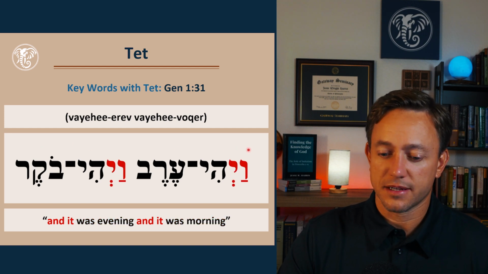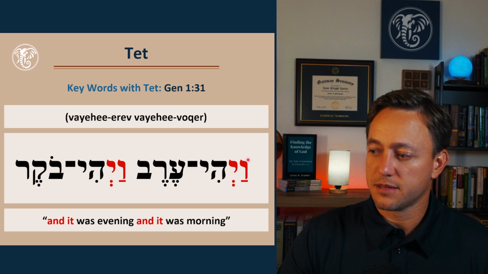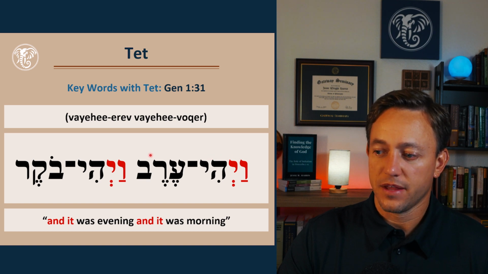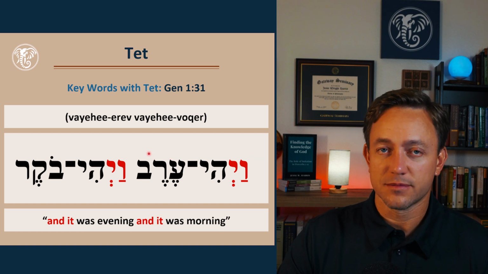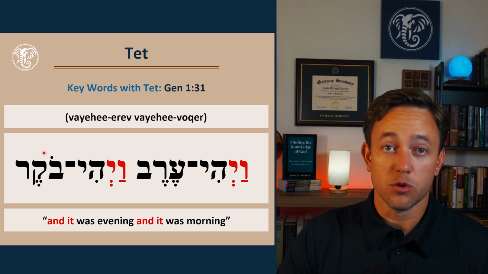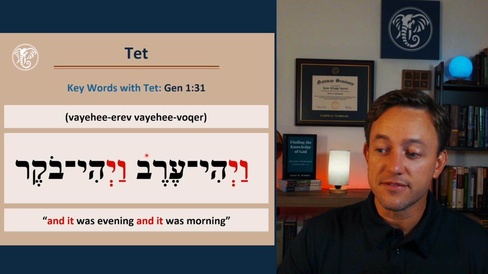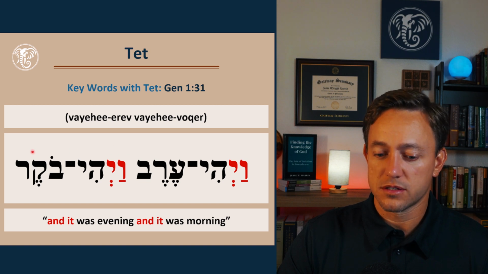All right, so what does this mean? Well, as we've seen before, va plus that yod means 'and he,' or 'and it,' was erev, evening. So, and it was evening. And then again, va and yod: and it was boker, morning. So, and it was evening, and it was morning.